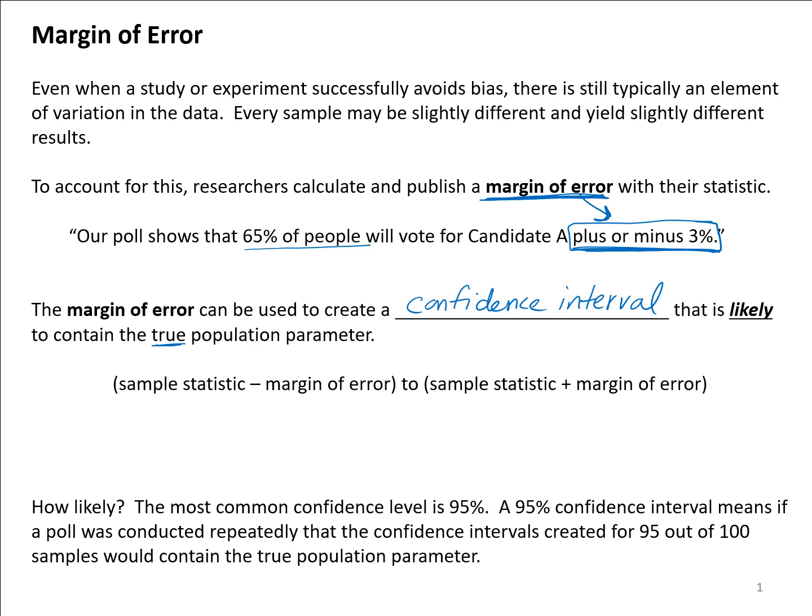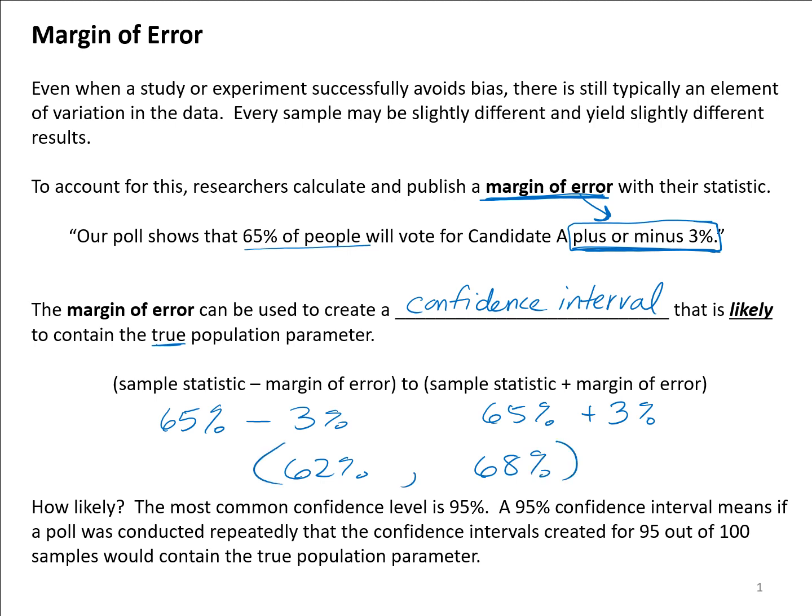So how we create this confidence interval is we take the statistic we found, 65%, and we add and subtract that margin of error. So we would subtract 3% from 65 to create 62%, and then we would add 3% to 65 to get 68%. And this creates an interval from 62 to 68%. What we're going to say is that it is likely that the true percentage of people who vote for candidate A is within that interval. So somewhere between 62 and 68%. So likely the true value is in here.